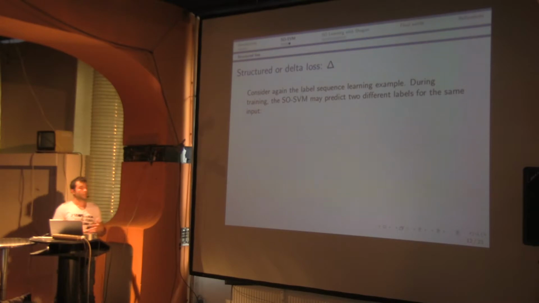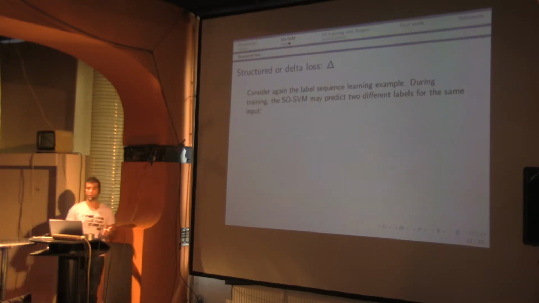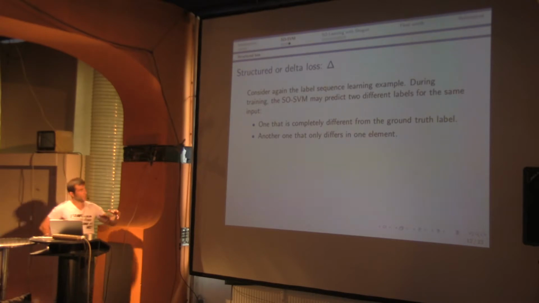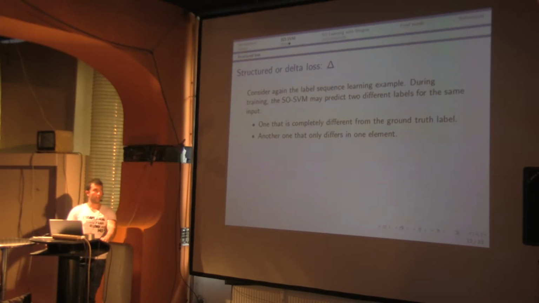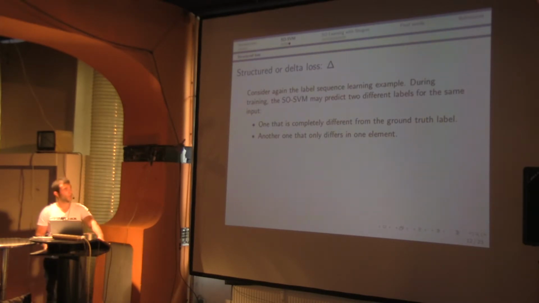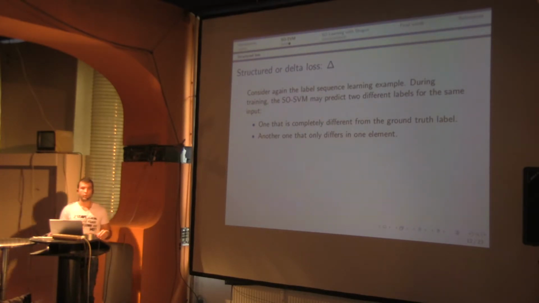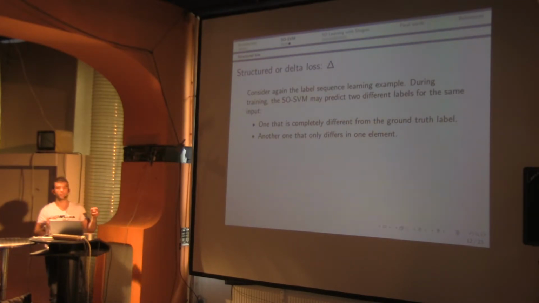But also, it's interesting during the parameter estimation of the algorithm to have a notion of a loss. Okay? So let's take, for instance, two different predictors, and they produce two different outputs. One of them is completely different from the ground truth label, and another one is pretty similar to it, but distinct just in a few elements.